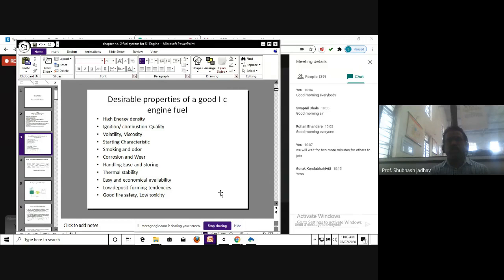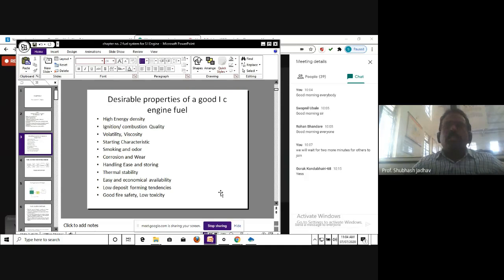If something is very easily catching fire, for example hydrogen, it is considered very disadvantageous because it can catch fire very easily. So that becomes a very important property which has to be taken into consideration when we select a fuel. One of the disadvantages of hydrogen fuel is that it very easily catches fire, and therefore fire safety is a very important consideration when we select a fuel like hydrogen for engines.